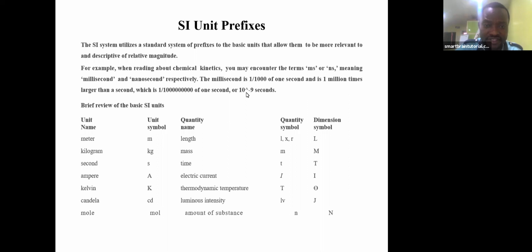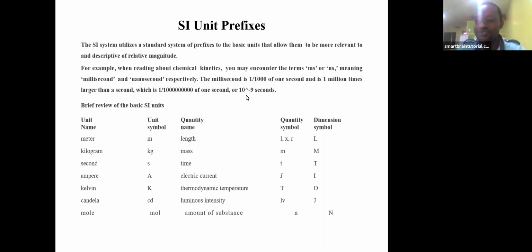Next, we have the Kelvin. The unit symbol is capital K. It is used to measure thermodynamic temperature. How hot an object is or how cold it is is known as the temperature. To measure it, you use the Kelvin as a unit. Then the quantity symbol is capital T, while the dimension symbol, which is used to derive a mathematical equation for it in engineering calculations, is theta.